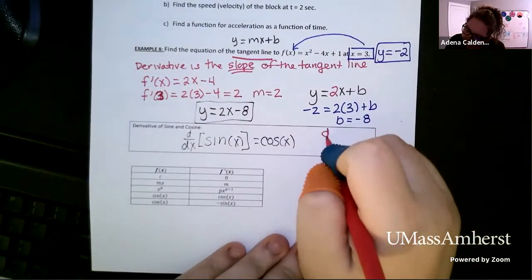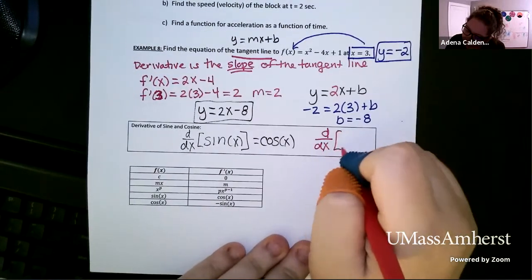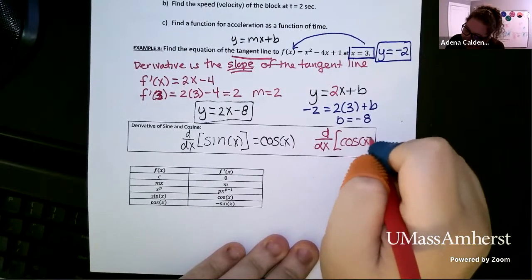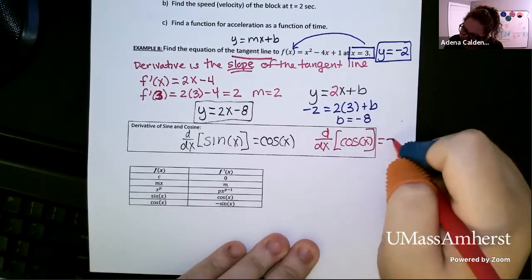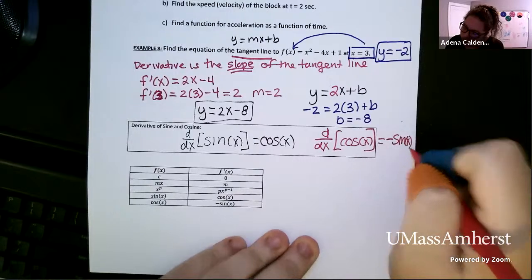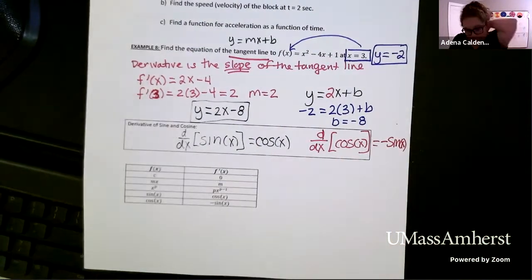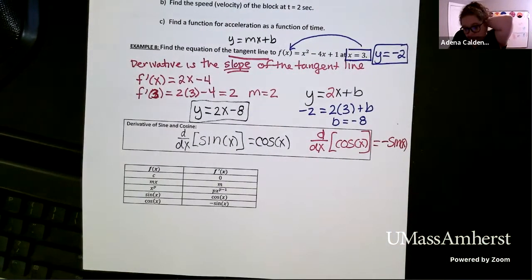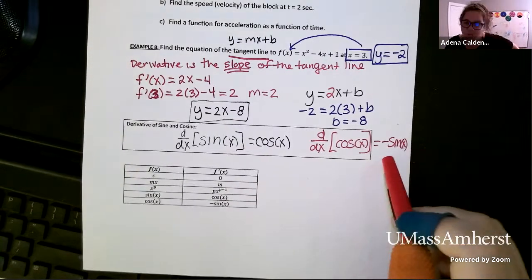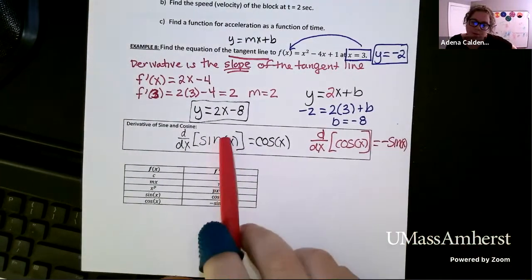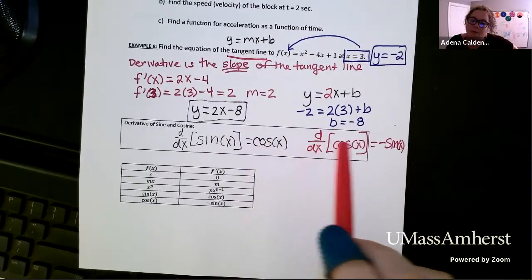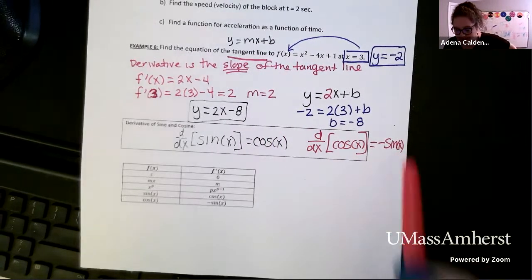And if you were to take the derivative of cosine, you are going to get negative sine. Okay, so these are directly related. And what we really need to remember is where the negative comes in, right? So the derivative of sine is cosine, but the derivative of cosine is negative sine.